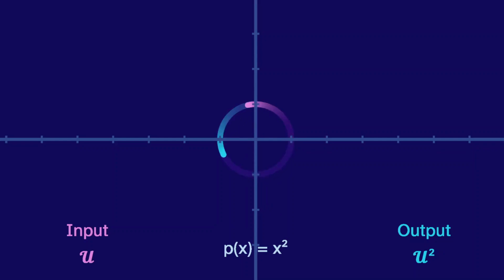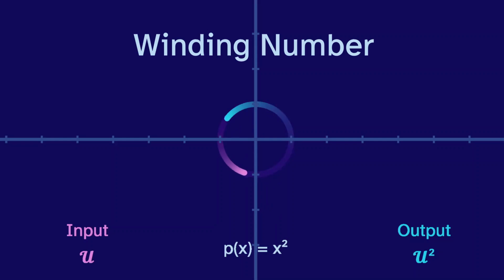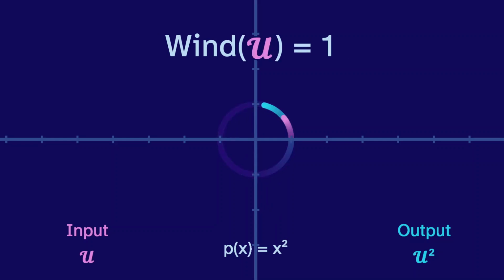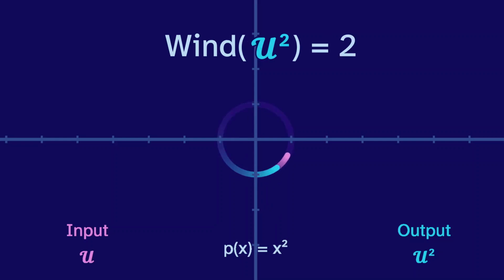So we can distinguish these two with what is called the winding number. U has a winding number of 1 because it goes around 0 one time. But u squared has a winding number of 2 because it goes around 2 times. And u cubed has a winding number 3. U to the 4th has a winding number 4, and u to any n has a winding number of n. As we raise the power, we go around 0 more times.